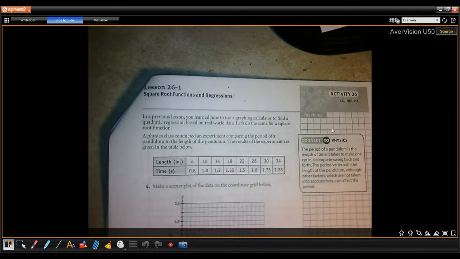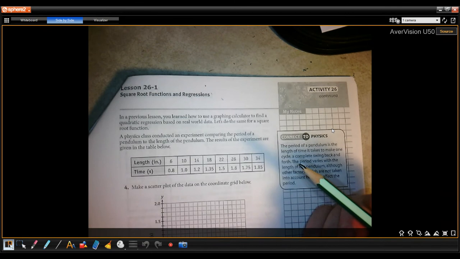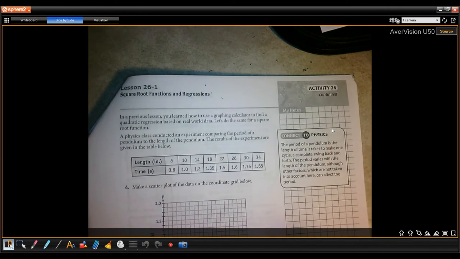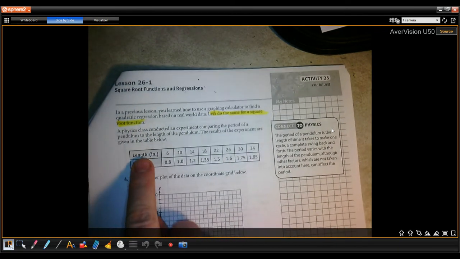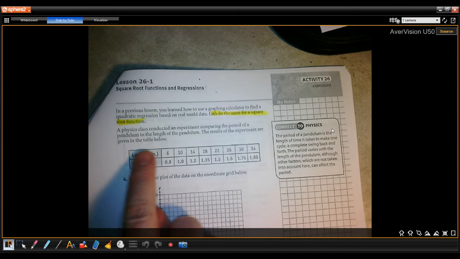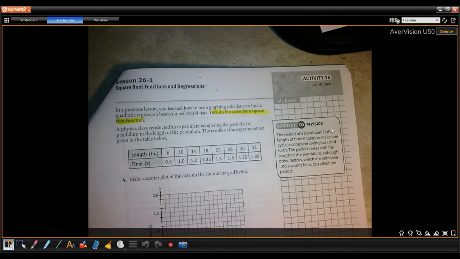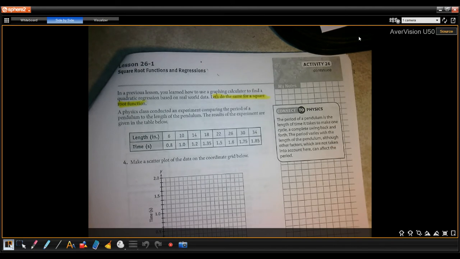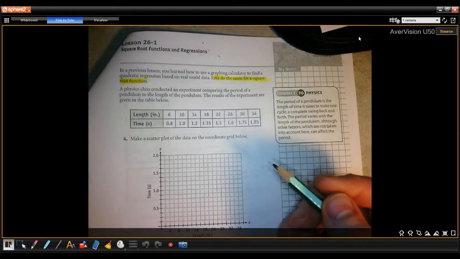Next page, last page, I believe. Okay, it says, let's do the same for a square root function. Okay, so here, let's keep on. It says, physics class conducted an experiment comparing the period of a pendulum to the length of a pendulum. The results of the experiments are given in the table here. So it wants us to graph this really quickly. So let's do that. It's going to take a second. So I'm going to try to go as fast as I can.